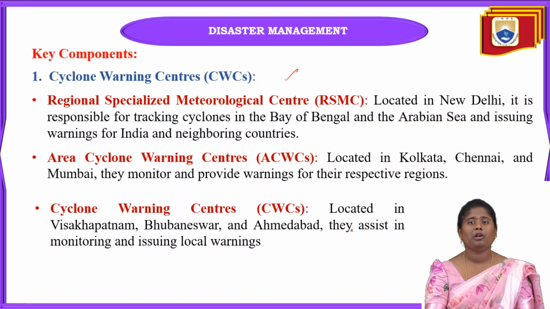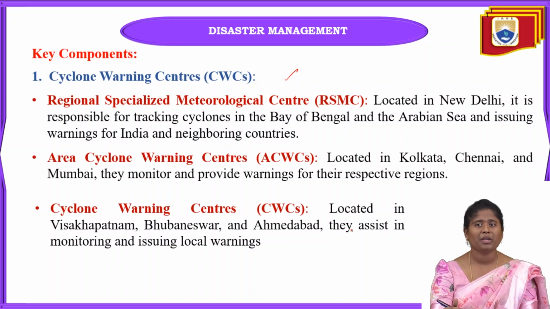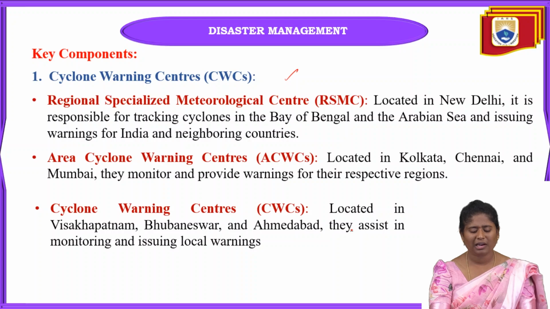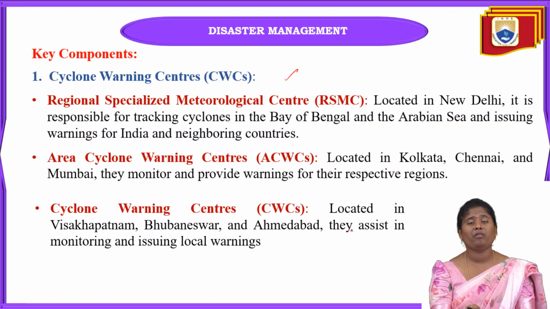And last one is cyclone warning centers, located in Bhubaneswar, Ahmedabad and also Visakhapatnam. Mainly we can see these are the areas where the seas and oceans are present. Why? Because in those areas these cyclones happen with heavy rainfall or strong winds. Okay, and these center people will assist in the monitoring, and they will provide warnings to the local people who are living nearby those areas.